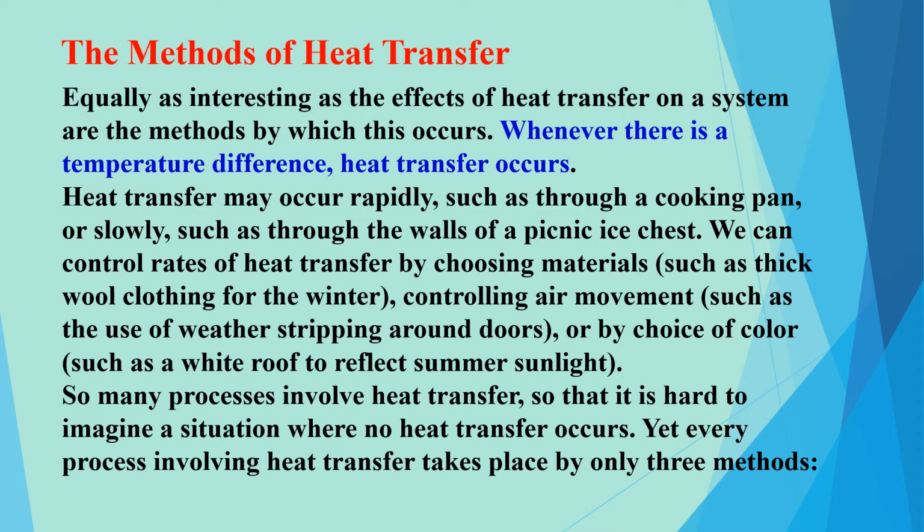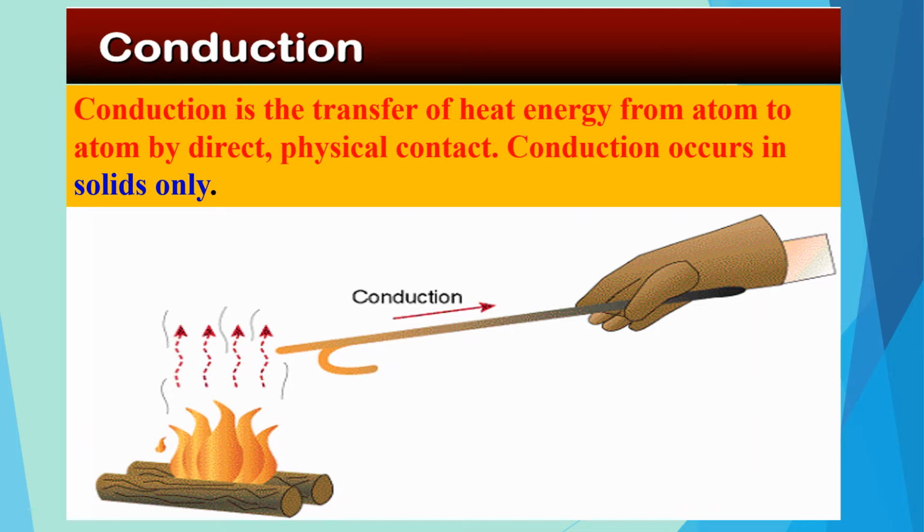So many processes involve heat transfer that it is hard to imagine a situation where no heat transfer occurs. Yet, every process involving heat transfer takes place by only three methods. Method number 1, conduction. Conduction is the transfer of heat energy from atom to atom by direct physical contact. Conduction occurs in solids only.